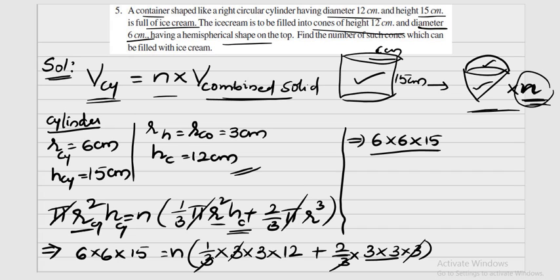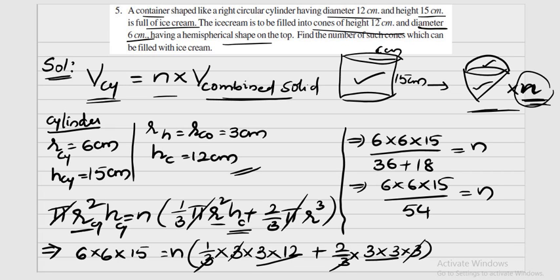So from this, n is equal to, 12 3s are 36, plus 3 3s are 9, 9 2s are 18. So 36 plus 18, how much? It is, I think, 54, right? So 6 into 15 by 36 plus 18, which is 54, is equal to n. So 6 into 54, 6 9s are 54. Again, this goes 2 times and this goes 3 times. Again, this goes 5 times. So what I am left with is 5 2s, 10. So n is equal to 10.